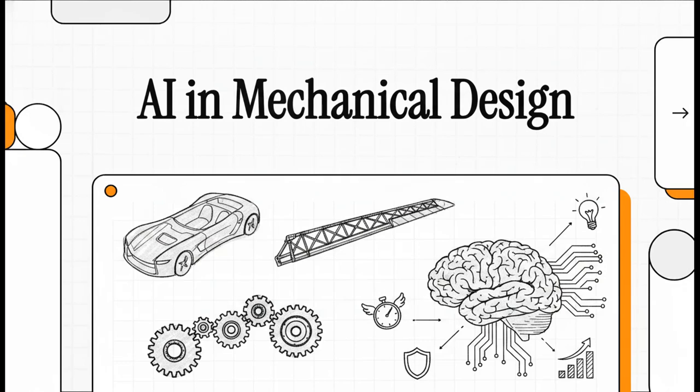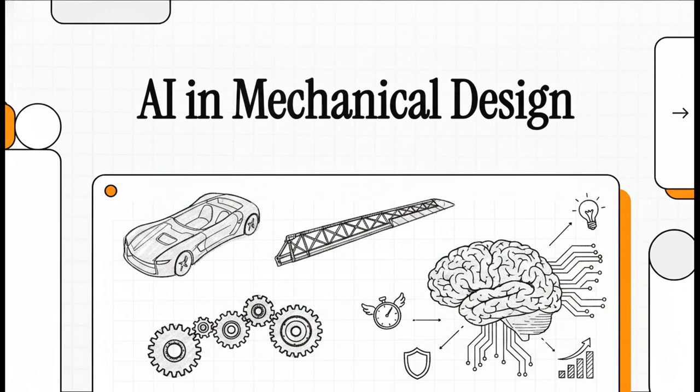Think about every product around you for a second. Whether it's a lightweight automotive component, a super robust aircraft structure, some complex industrial machine, or even just the everyday consumer products sitting on your desk. They all start as a single idea in an engineer's mind. But today, the way we turn those ideas into optimized, real-world designs is fundamentally changing.